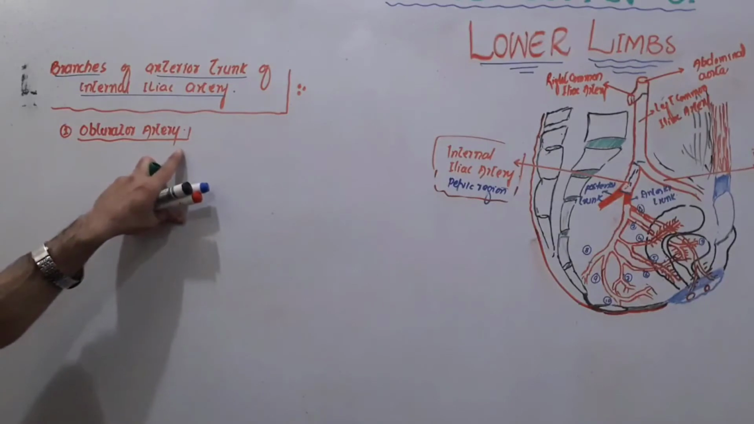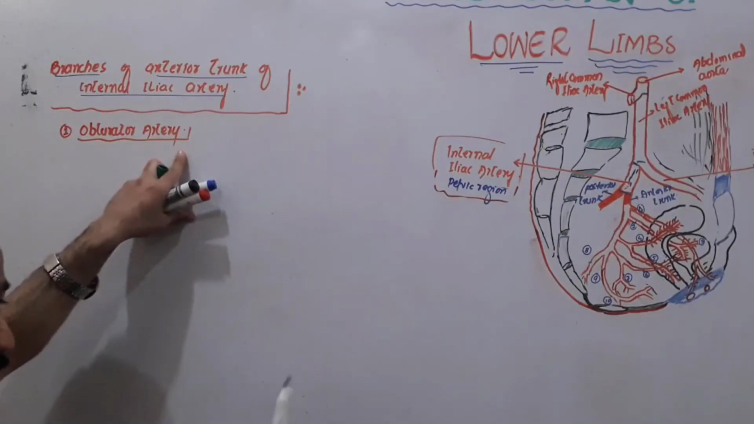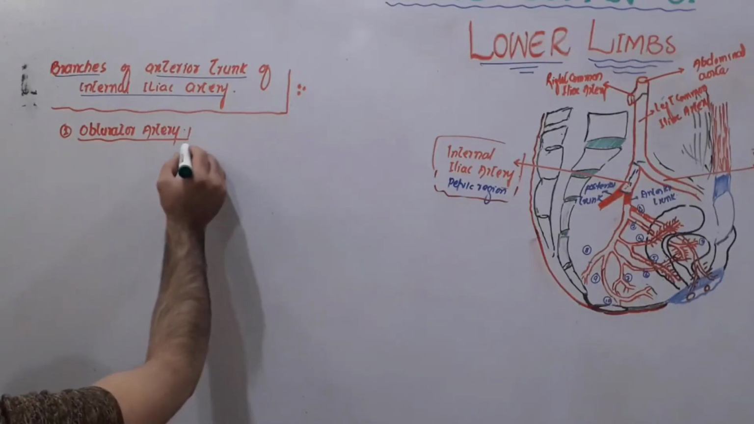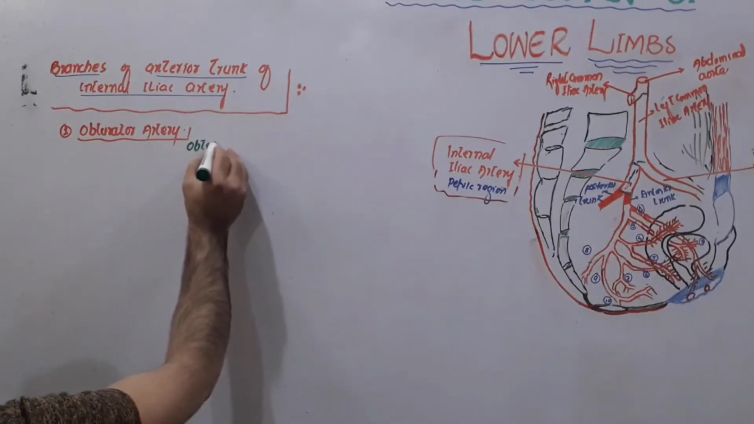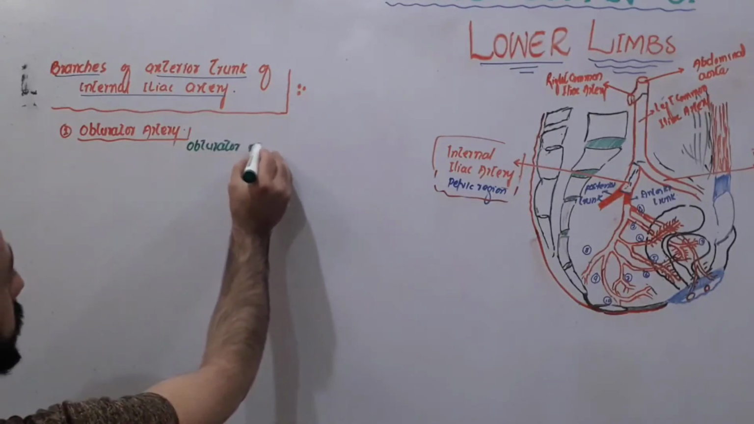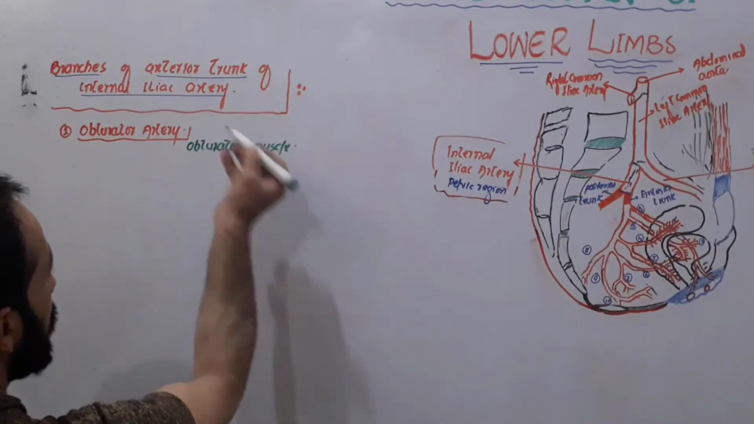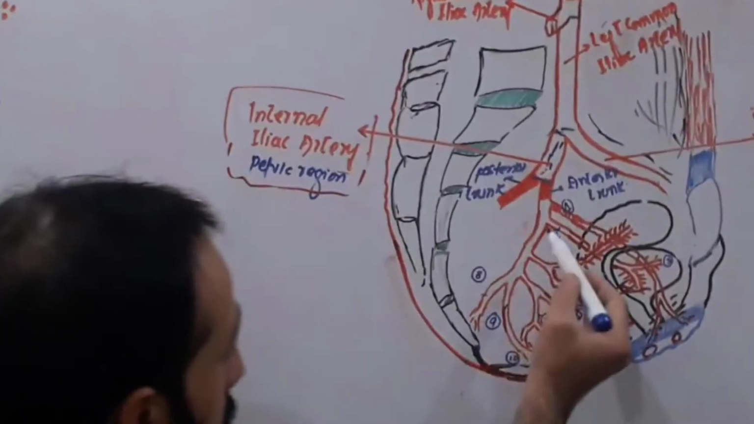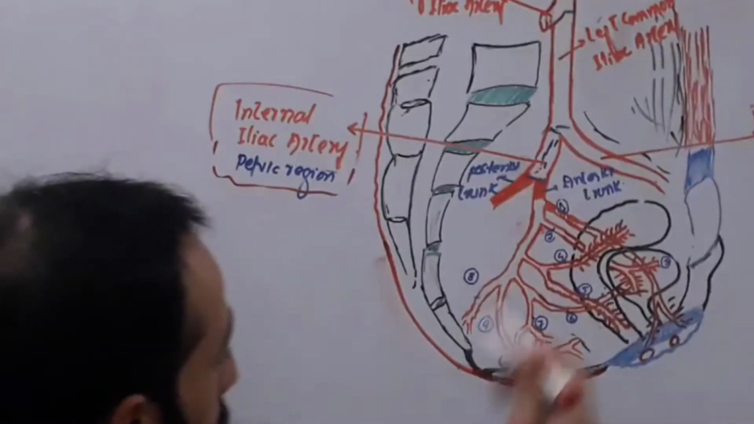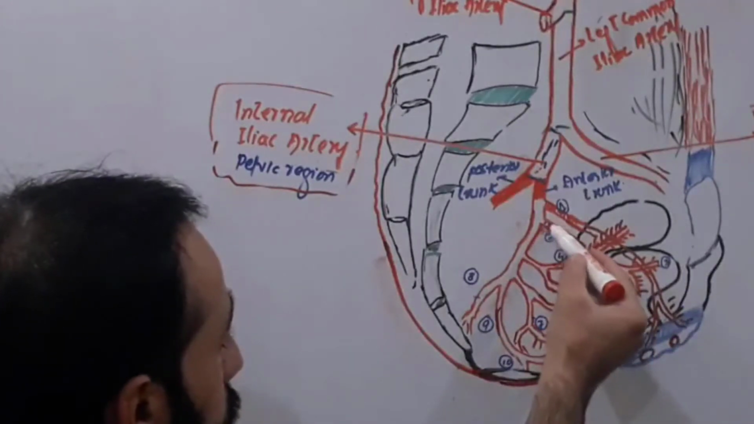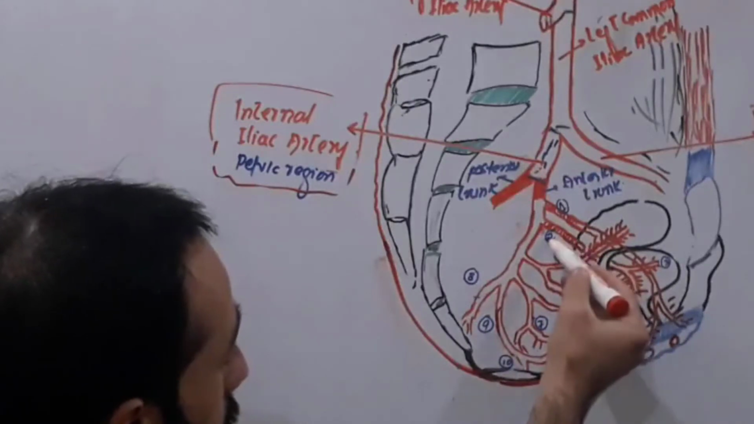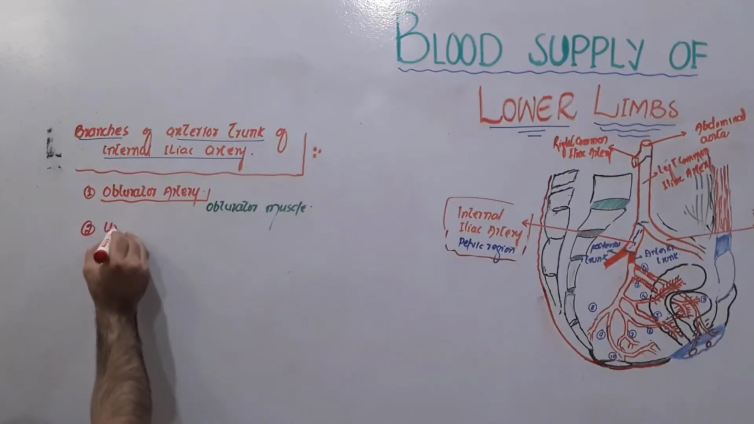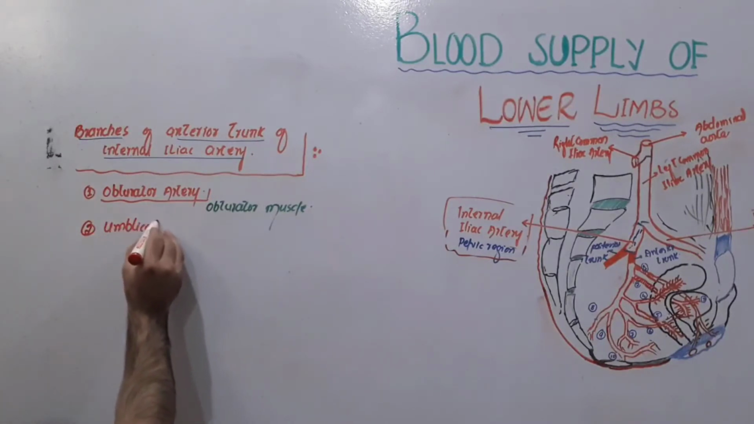I will write the blood supply to which these arteries are responsible with this green color. So the obturator artery is responsible to supply blood to the obturator muscle. You just write it yourself. Then there is the second branch which this anterior trunk gives, this one. This artery is called the umbilical artery.